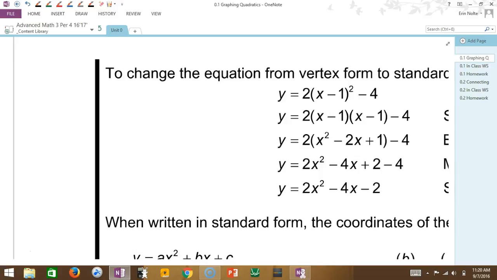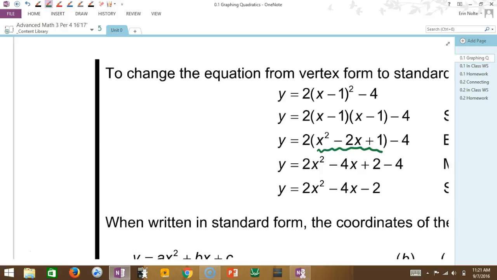Do you remember FOIL? Firsts, outers, inners, lasts. Okay, so that's how they get to this piece right here. That's the FOIL. Then what do they do next? Okay, yep, they distribute the 2 through. And then what's their last little piece? Combine like terms. They add those constants together.